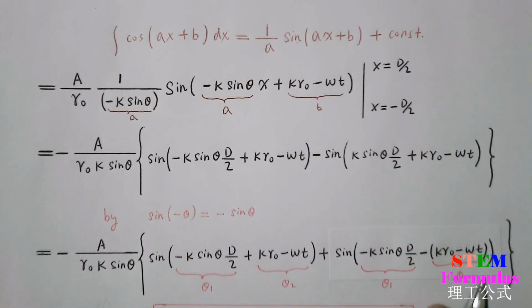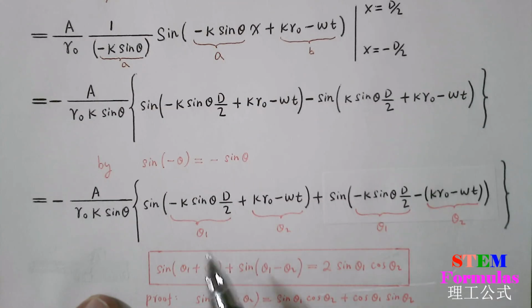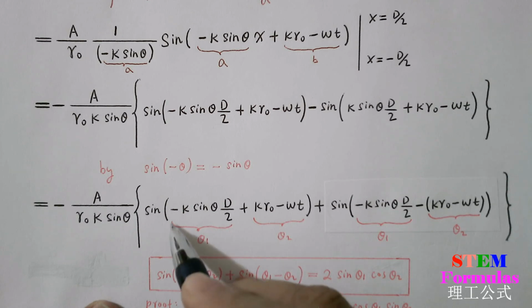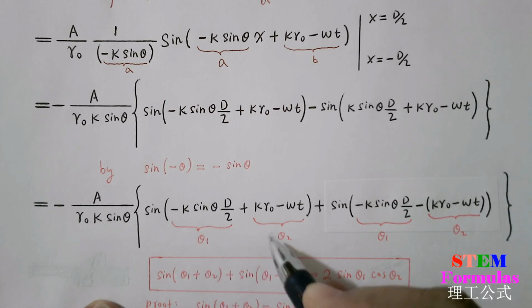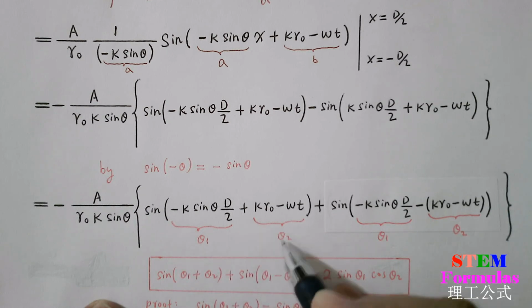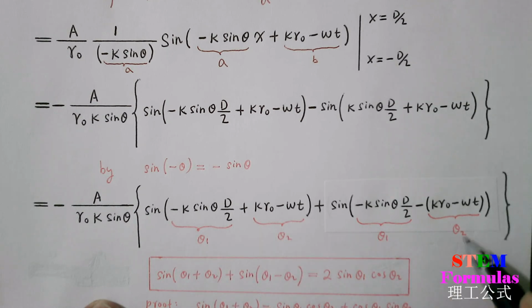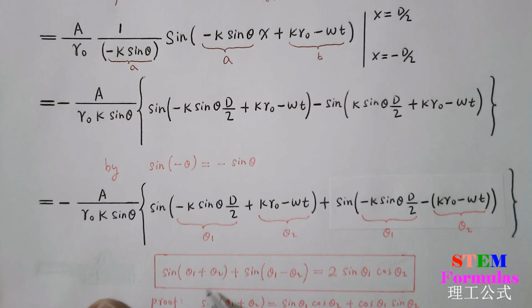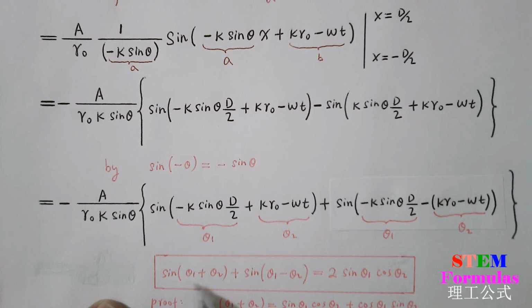This equation, I have a trigonometry identity. Here is theta 1, here is theta 2. I define this quantity as theta 1 and this quantity as theta 2, and I use this identity: sine of theta 1 plus theta 2, plus sine of theta 1 minus theta 2, equals 2 times sine theta 1 cosine theta 2.